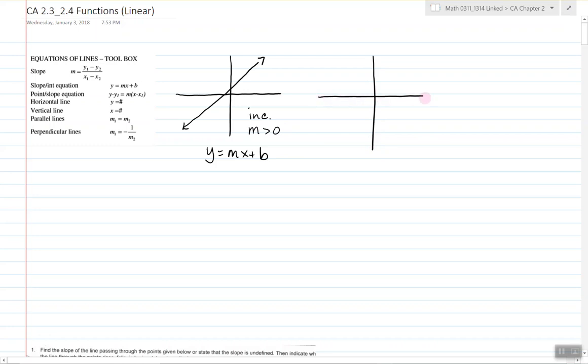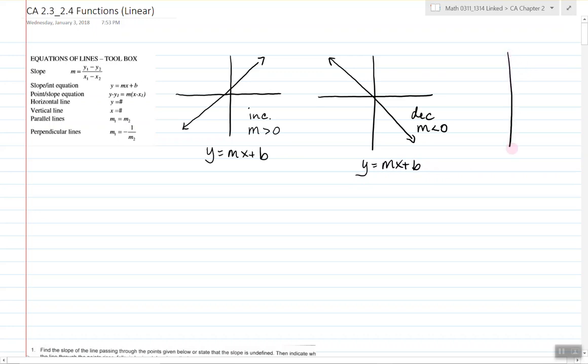You could also have a line that is decreasing. It does not have to go through the origin, mine did. This one is decreasing over its entire domain. And because it's decreasing, its slope is less than 0. It is a negative slope, and it can be written as y equals mx plus b.